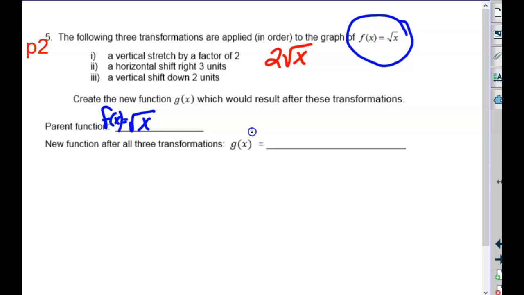A horizontal shift to the right 3 takes that same function, and horizontal means it's changing x's, so it's inside on the x, and anything inside is what? Yes, so instead of right 3 being positive, it's actually minus 3.